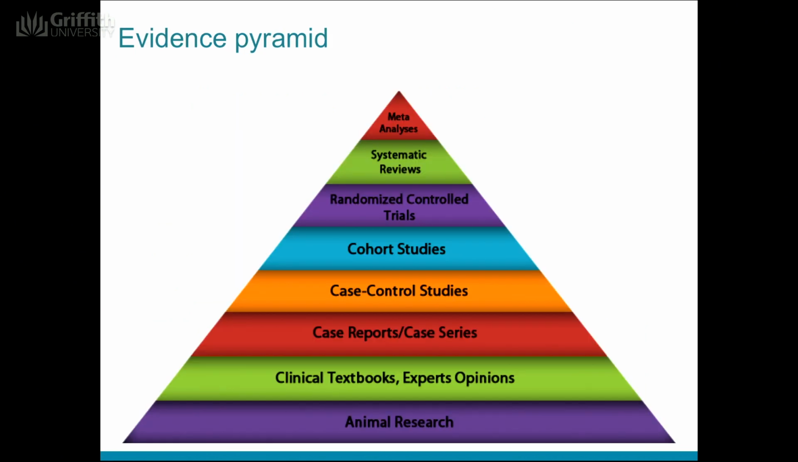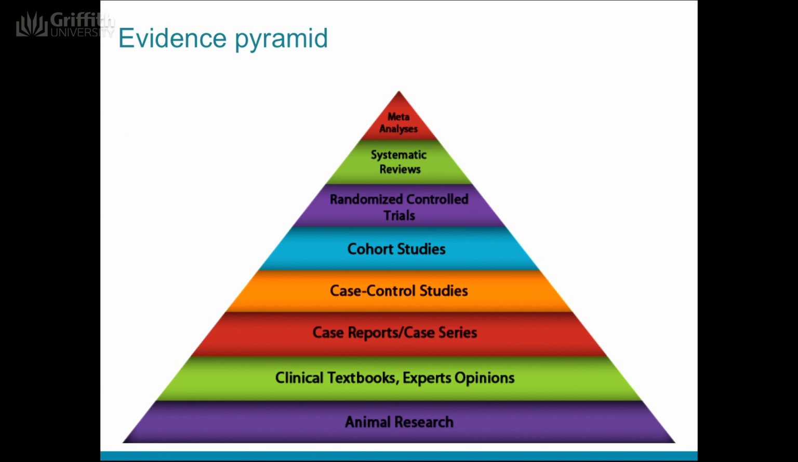But how do we decide about evidence? Well, we have this evidence pyramid. Now, at the very, very top of the pyramid are things like meta-analyses of systematic reviews, right down to the very, very bottom of the pyramid where we have animal research. Now you can see there that on the second lowest rung is the textbook and the expert opinion.